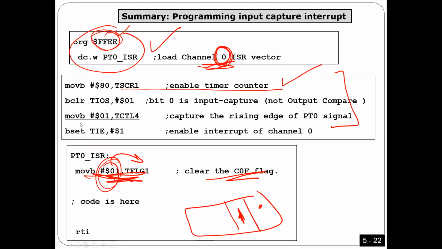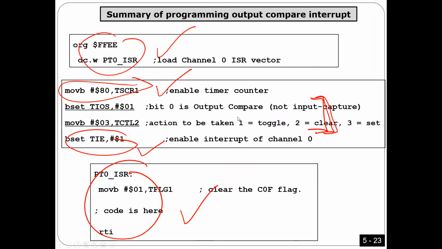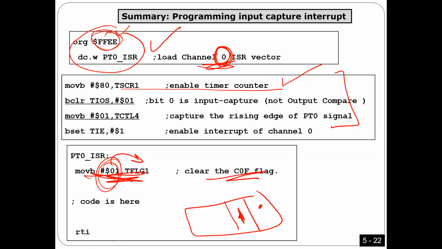Also, here I have to initialize what you are going to capture, rising, falling, whatever. But here we don't have rising, falling. Here what you have to initialize is the action. Action has to be taken on the pin in case of output compare, right? That's why here you have to use this register TCTL2. Here I used 4. That's it. So everything is the same if it is input capture or output compare. Only these two instructions are different.